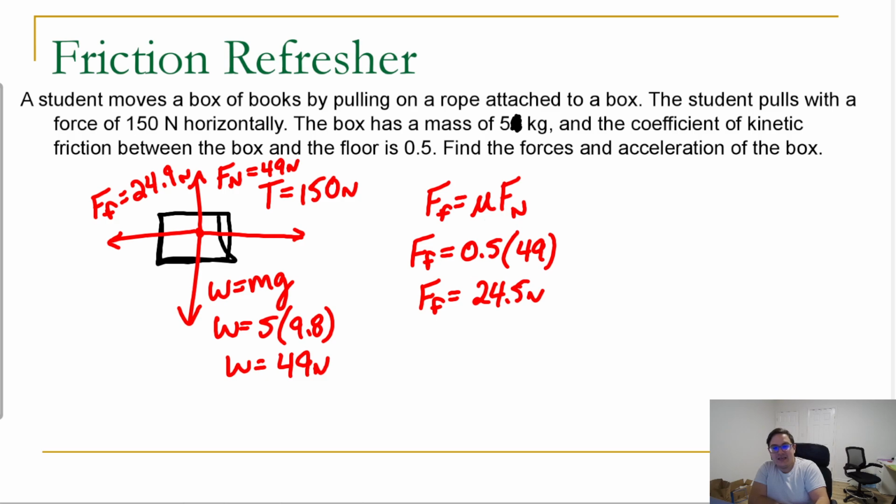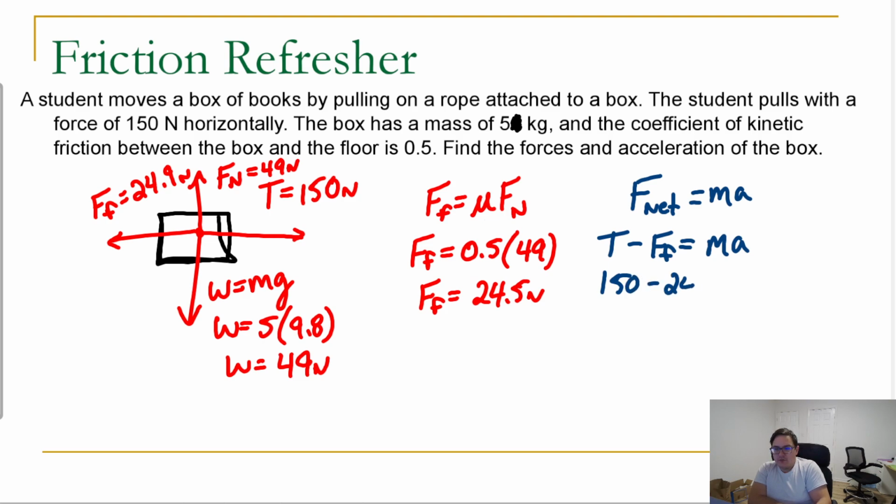That means F net equals ma. Our forces are not balanced. So let's try it out. What do we have? We have tension. We have frictional force. Since they're opposite, we're going to subtract them. Mass, acceleration. Tension is 150. Frictional force is 24.5. Mass is 5. Acceleration. Cool. 150 minus 24.5.